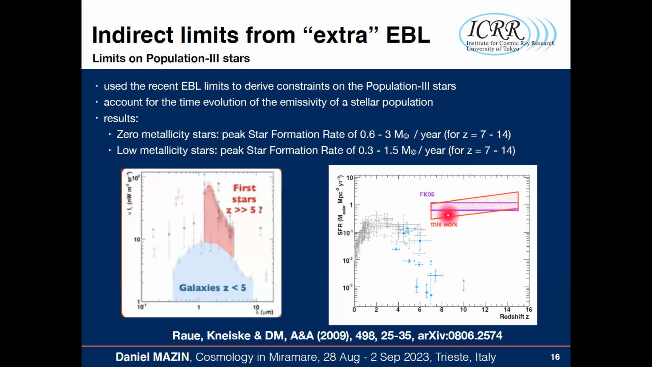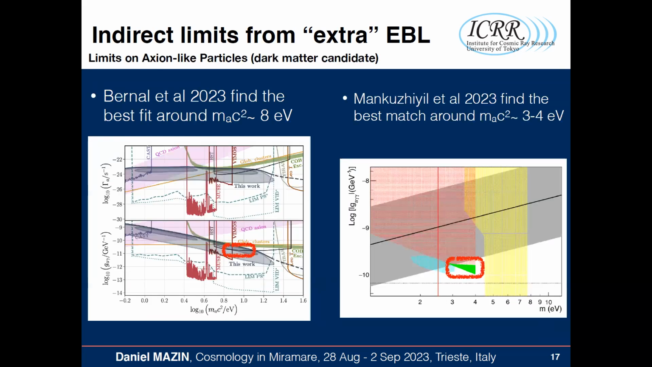And you can start constraining the population of these Pop III stars in comparison to the star formation rate history of the resolved sources. So the star formation history peaks around redshift 2, and how it goes beyond 2 is a bit unclear. However, with these indirect constraints, we can study that.